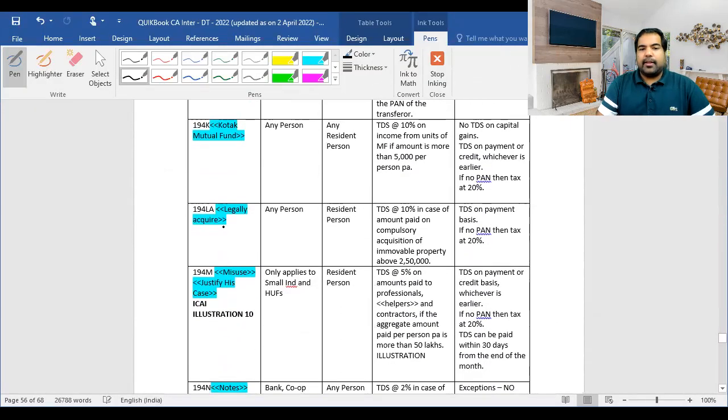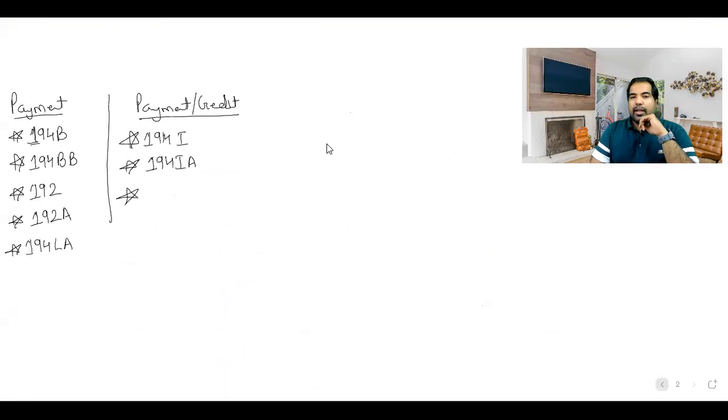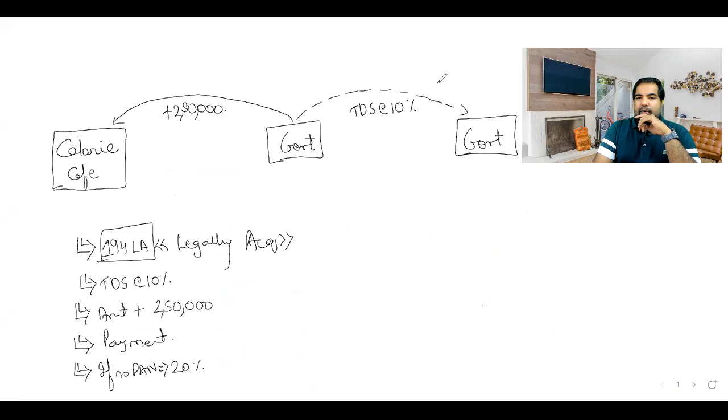194LA, legally acquire. Any person, resident person, TDS at the rate of 10% in case of amount paid on compulsory acquisition of immovable property above 2.5 lakhs. TDS on payment basis, and if no PAN, then tax at the rate of 20%. This is 194LA. Very, very interesting, guys. Now moving to the next section, and there are three of them together. If you understand one, you'll understand all three.